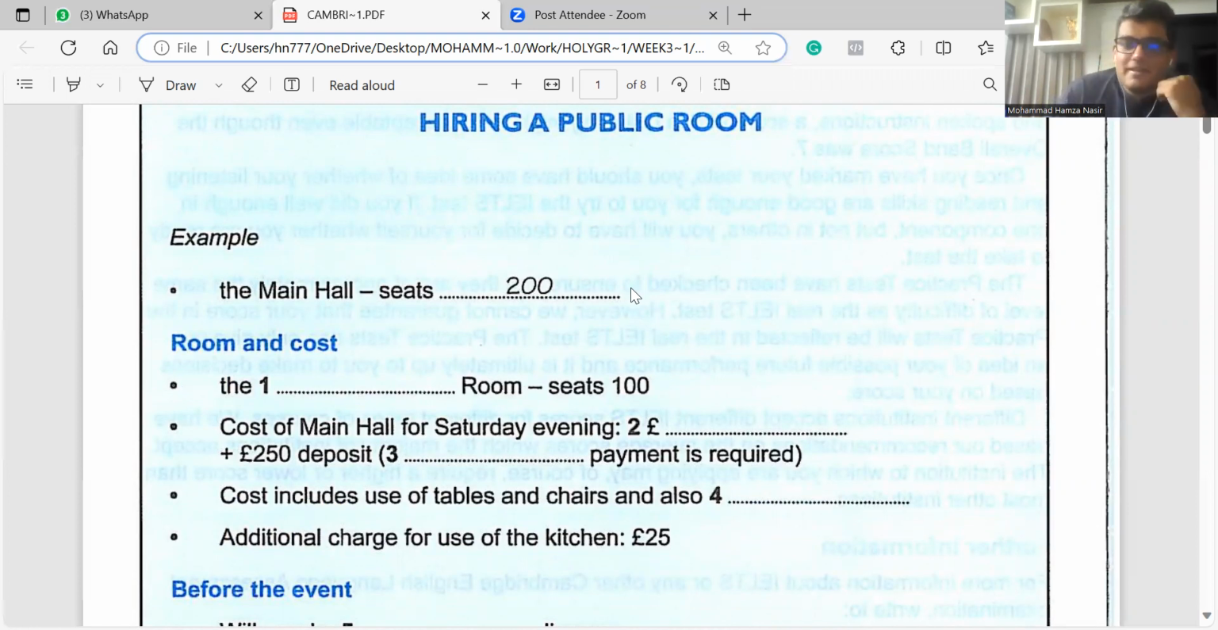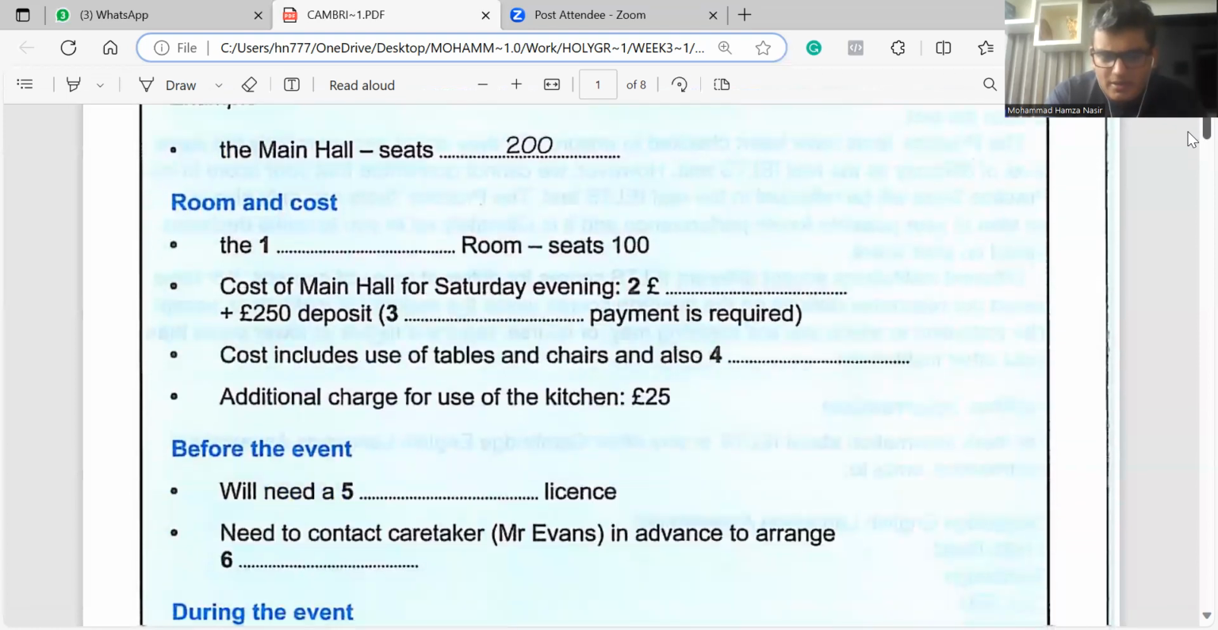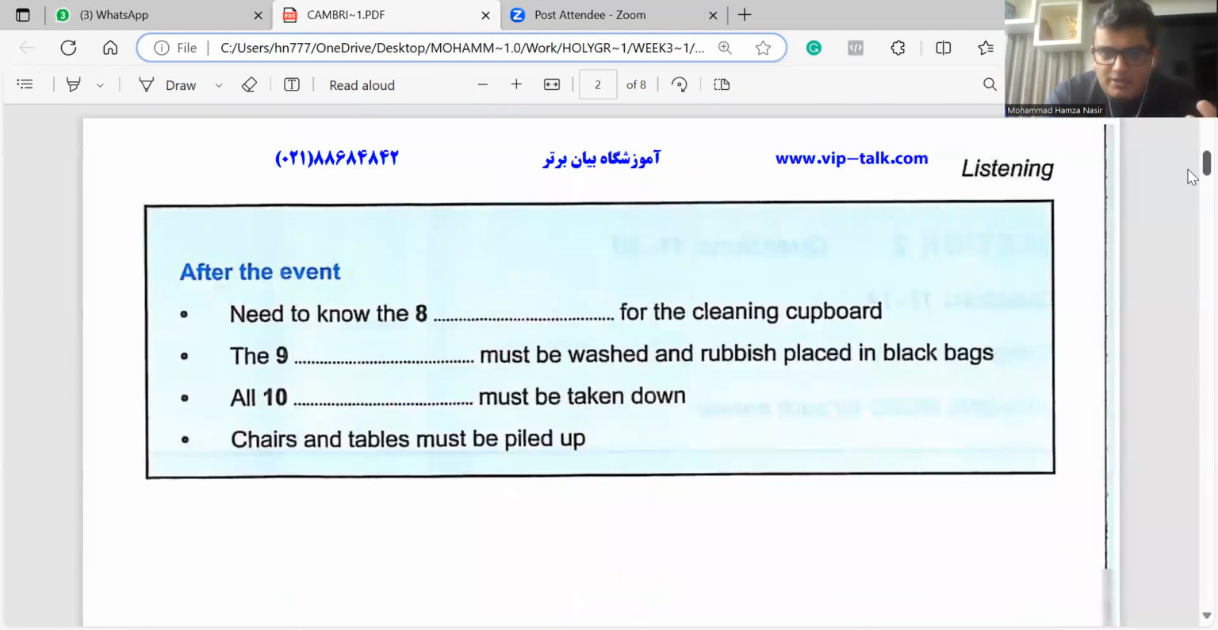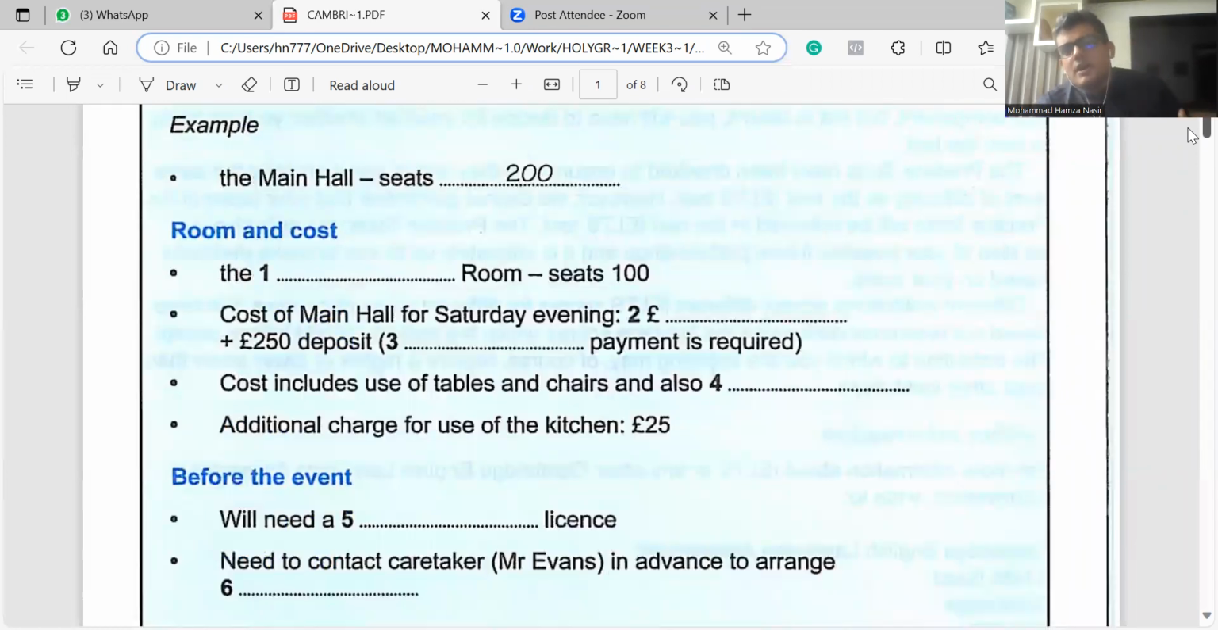So the first subheading is the dash room. I said after the instructions, you've got to look at the headings and subheadings. In this case, the main heading of this section is hiring a public room. Then it has different subheadings, all given in blue: room and cost, before the event, during the event, after the event. So when the recording is on the topic of room and cost, that basically means that, bear with me for a second.